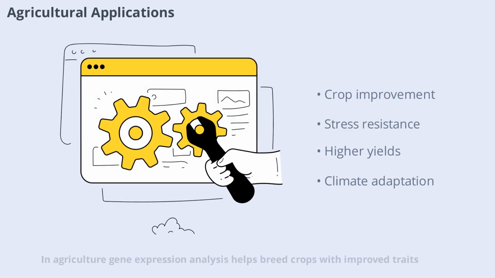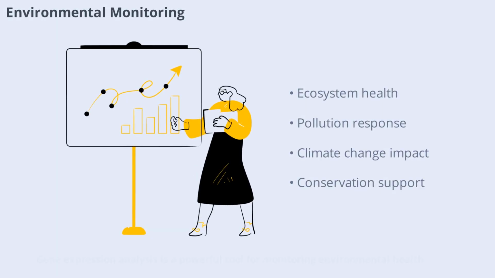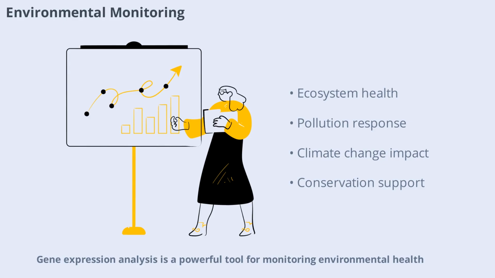In agriculture, gene expression analysis helps breed crops with improved traits such as drought resistance or higher yields. By understanding how genes respond to environmental stress, scientists can develop plants that are better suited to changing climates and growing conditions.